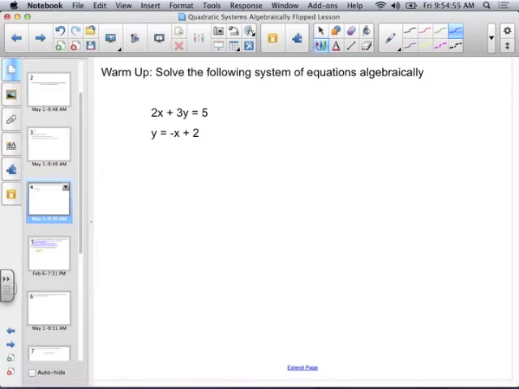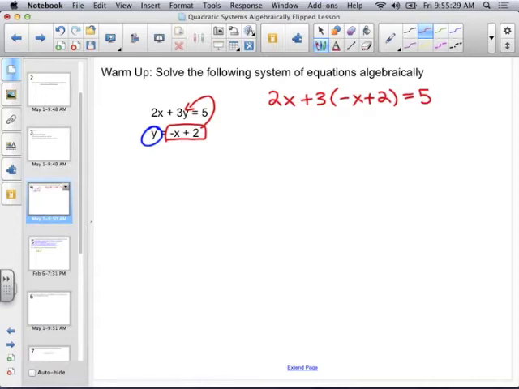Since the second equation has y solved for, it'll be easier to use substitution to solve this system. So the way substitution works is, I'm going to take what y is equal to, which is negative x plus 2, and I'm going to substitute it into the first equation where I see y. And what that gives me for that first equation is 2x plus 3 times negative x plus 2 equals 5. And now I have a one-variable equation that I could solve. First I distribute the 3 into the negative x plus 2. That gives me 2x minus 3x plus 6 equals 5.